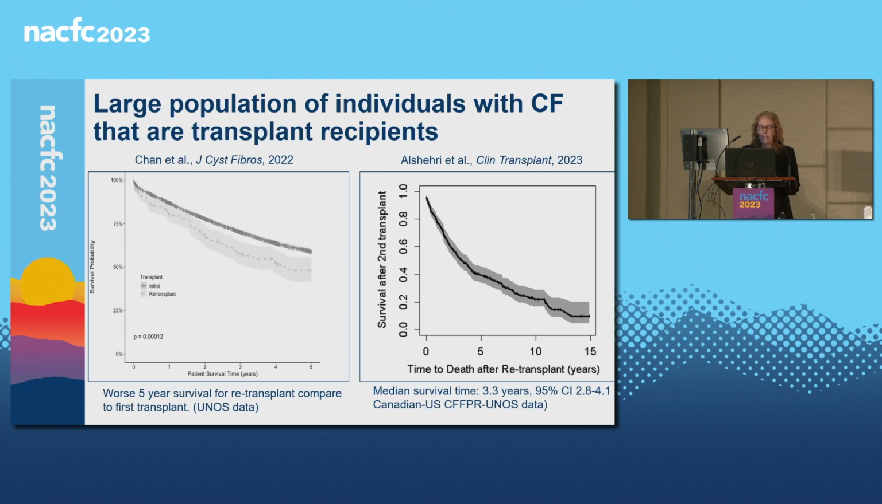And on the right-hand side, this is a combination of Canadian and US data using the registry that was linked to UNOS, basically just showing the survival. Median survival time after second transplant was 3.3 years. Remember, I told you that median survival after the first transplant was approximately 10 years, or 12 if you survived that first year. So clearly, the second transplant is a higher risk for death.